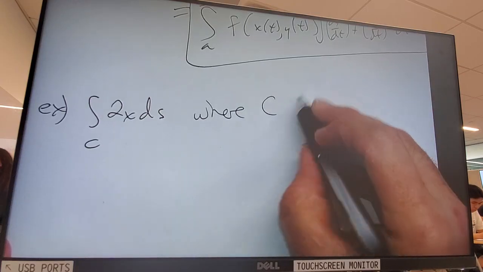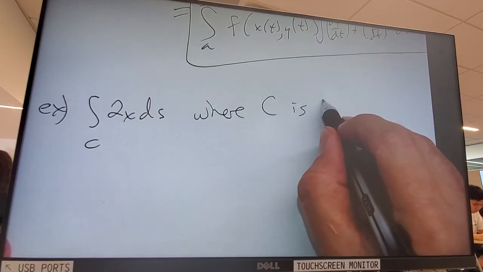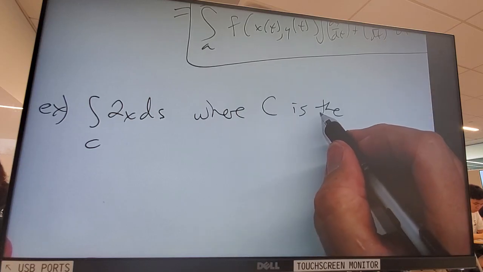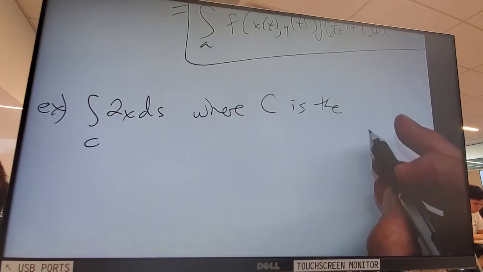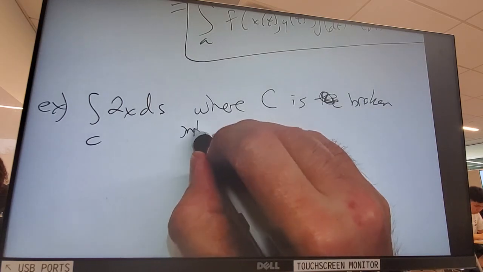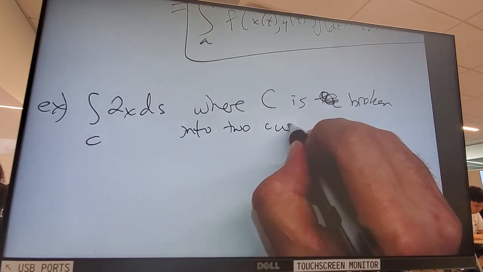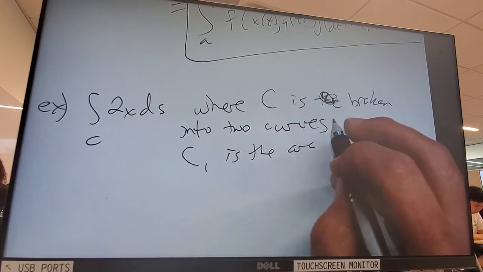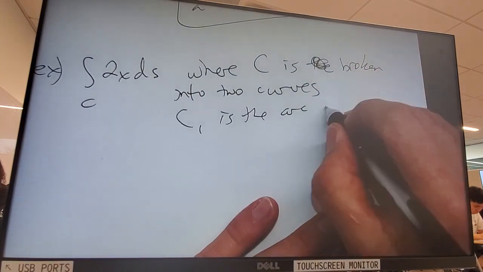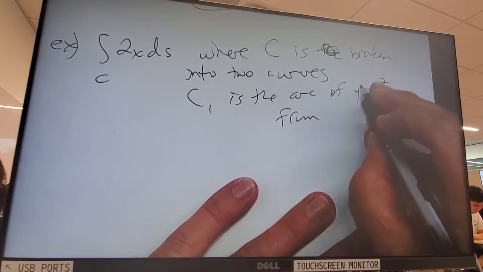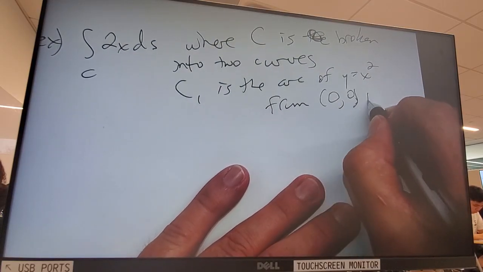Where C is the arc, oh yeah, let's do this. This gets really interesting. Where C is broken into two curves. C1 is the arc of y equals x squared from (0,0) to (1,1).